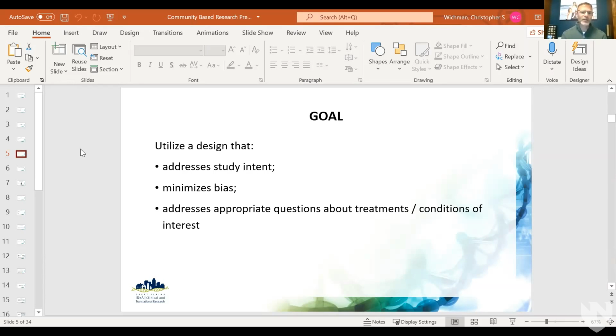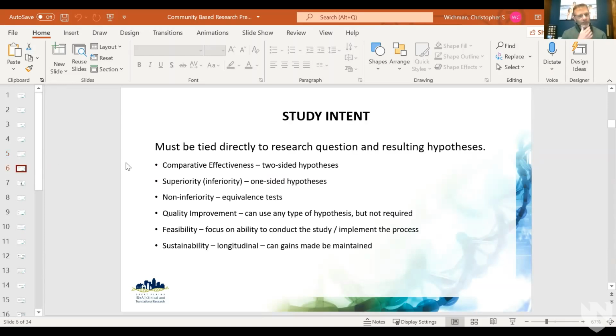And then the next thing we want out of our goals is for our design to actually address the appropriate questions about the treatments or the conditions that we have of interest. So are we actually going to be able to measure, once we get through all this, some sort of outcome that actually measures the effect of our treatment or our condition? So our study intent has to be directly aligned with our research question and the resulting hypothesis.